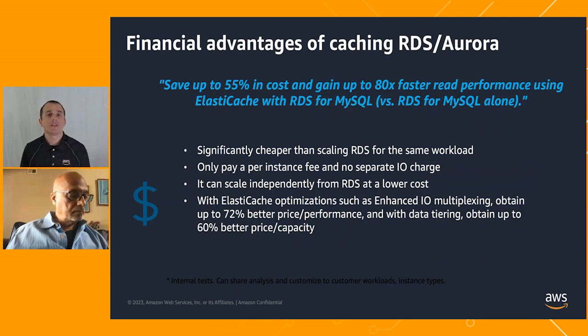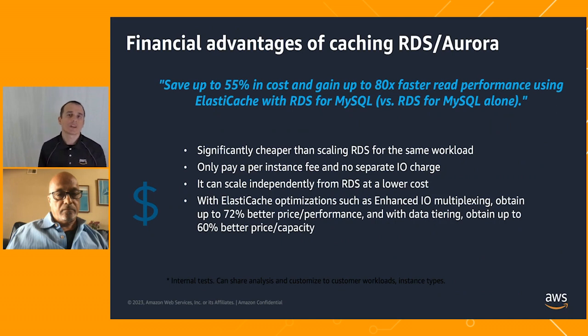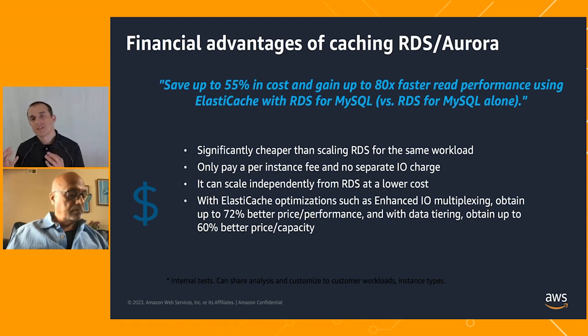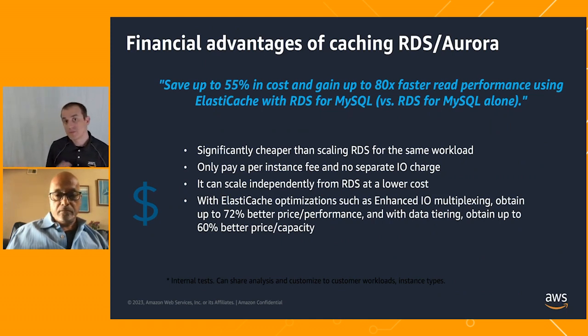An external cache can be significantly cheaper than scaling your database for the same workload. You only pay the per instance fee, and there's no separate I/O charges for ElastiCache. The cache can scale independently from the database at a lower cost. And some recent ElastiCache optimizations like enhanced I/O multiplexing and data tiering have significantly improved the price performance of using a cache.